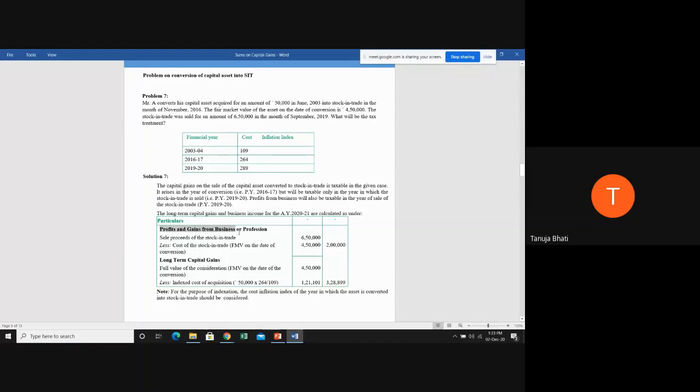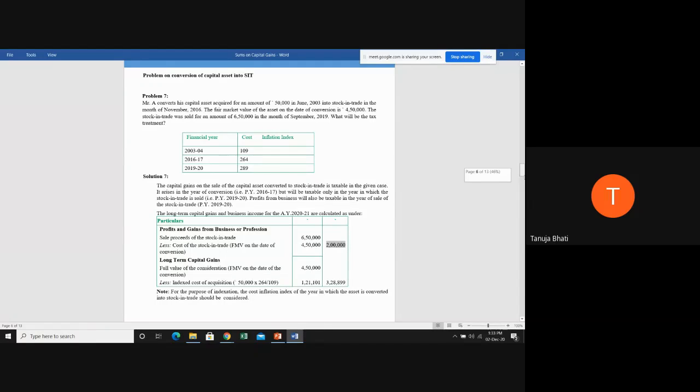So first let us calculate the profits and gains from business or profession. I told you, how do you calculate it in case there is a conversion of capital asset into stock in trade? You take the actual sales proceeds of stock in trade. What is the actual sales value for which the stock was sold? It was 6,50,000. So take 6,50,000 less cost of stock in trade, which is nothing but the fair market value on the date of conversion. What is the fair market value as on the date of conversion? It is 4,50,000. So this becomes 2 lakh as your business income.